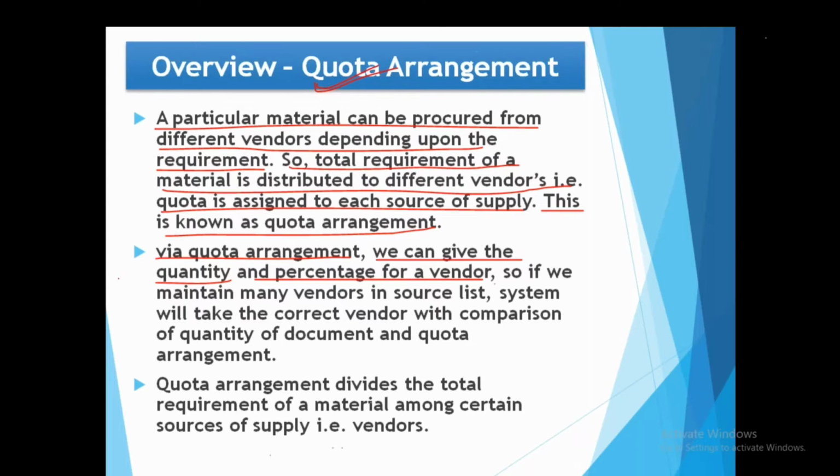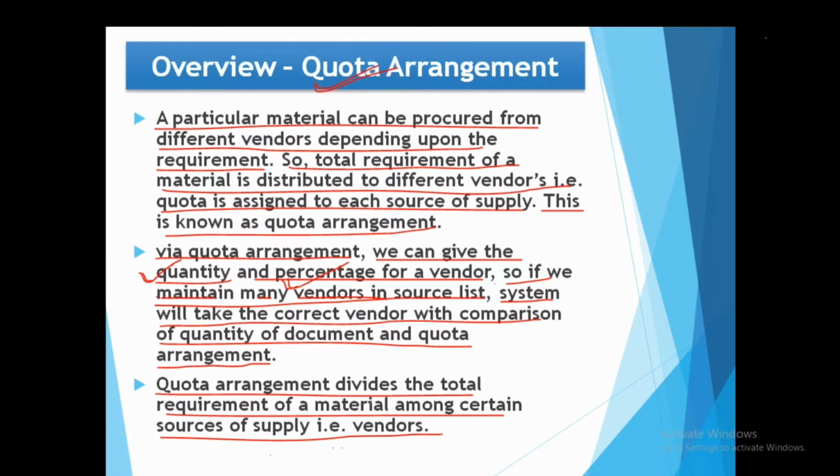I will show you this in the system. We can give some particular quantity or even a percentage to a vendor. So if we maintain many vendors in the source list, the system will take the correct vendor by comparing the quantity of the document and the quota arrangement. Basically, quota arrangement divides the total requirement of a material among certain sources of supply, that is vendors. With your quota arrangement, you distribute your quantity to certain vendors. That is what is called quota arrangement.